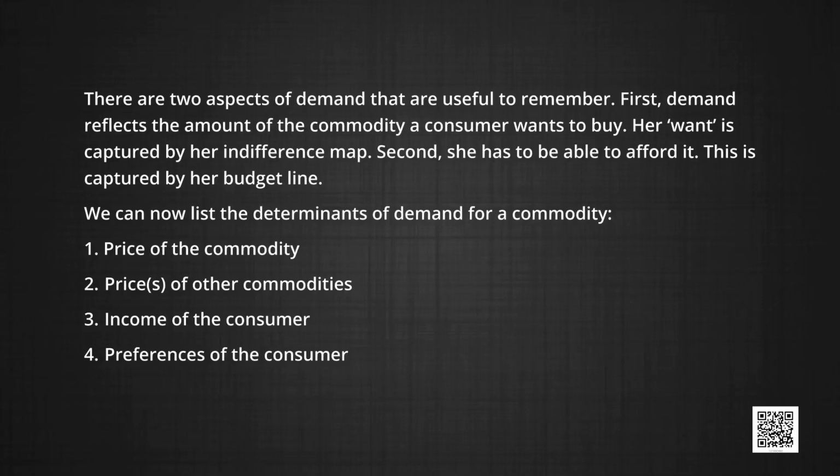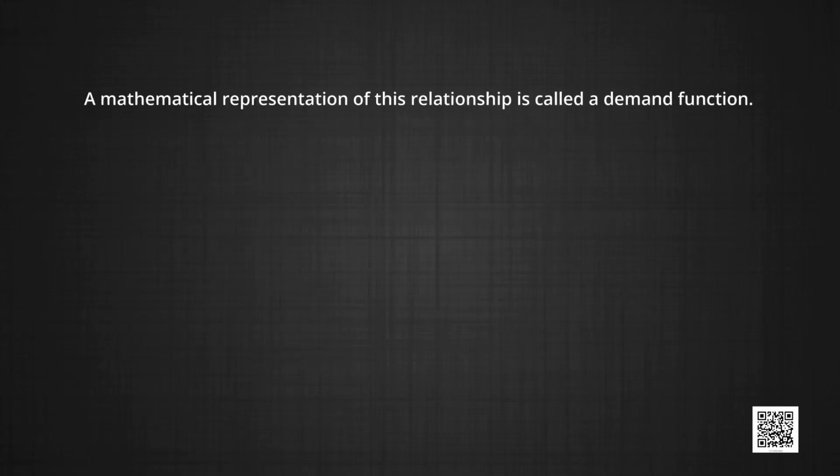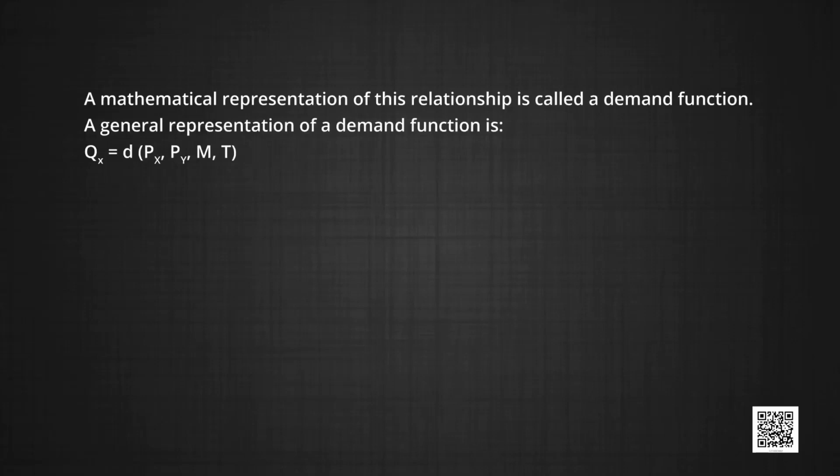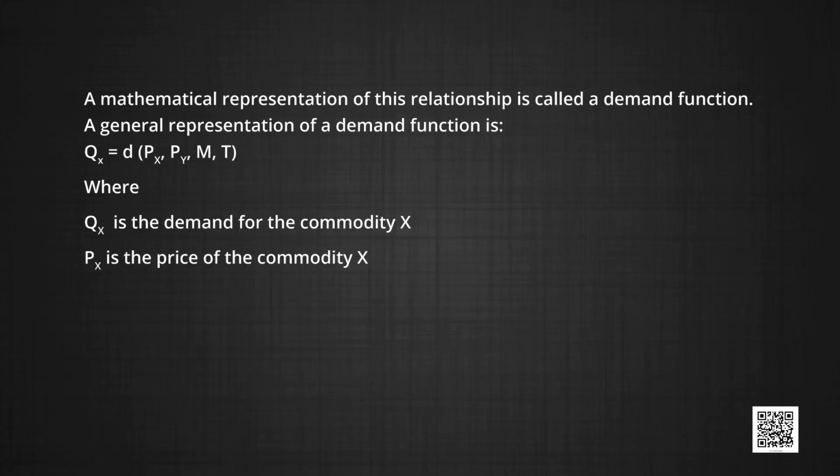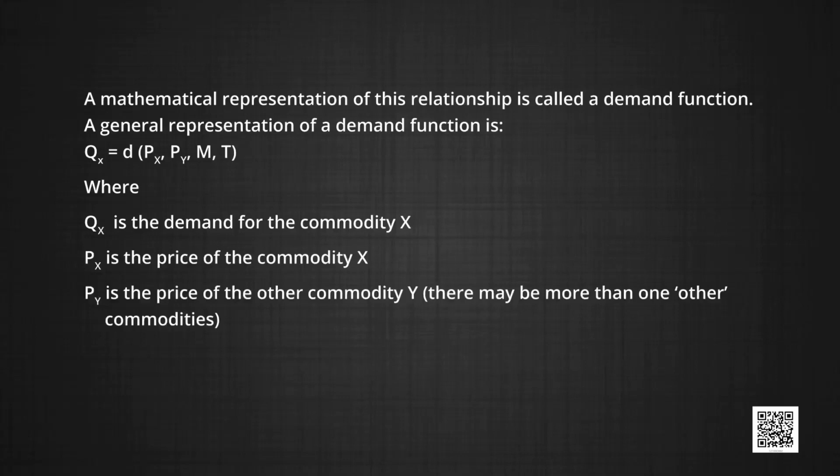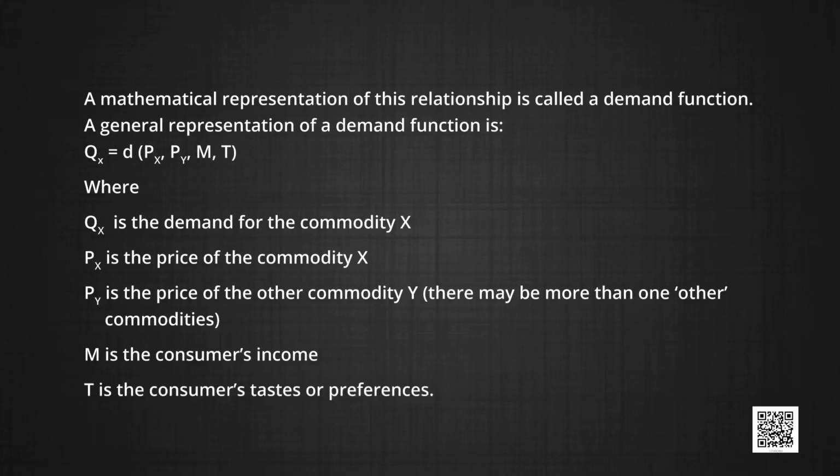A mathematical representation of this relationship is called a demand function. A general representation of a demand function is this: Qx is a function of Px, Py, M, and T, where Qx is the demand for the commodity X, Px is the price of the commodity X, Py is the price of other commodities, which might be Y. There may be, of course, more than one commodity. M is the consumer's income, and T is the consumer's tastes or preferences.